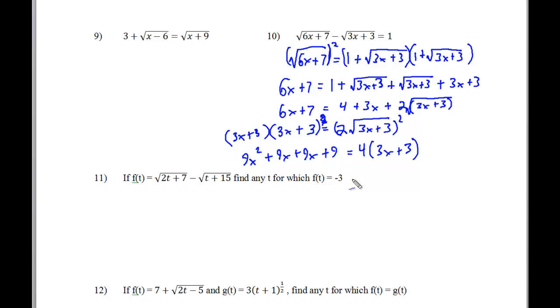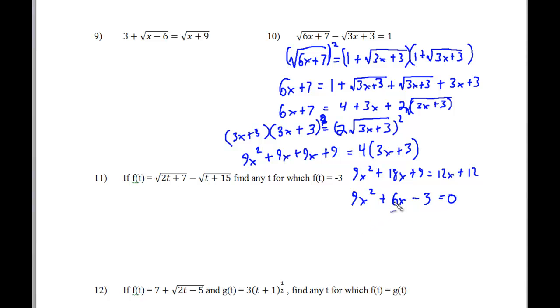All right, let's simplify this over here on the left-hand side. 9x squared plus 18x plus 9 is equal to 12x plus 12. I'm going to move everything to the left-hand side here. So this is going to become 9x squared plus 6x, and move this over here to the other side, minus 3 equals 0.